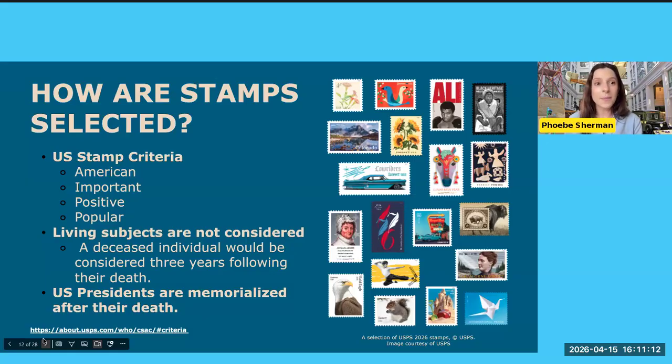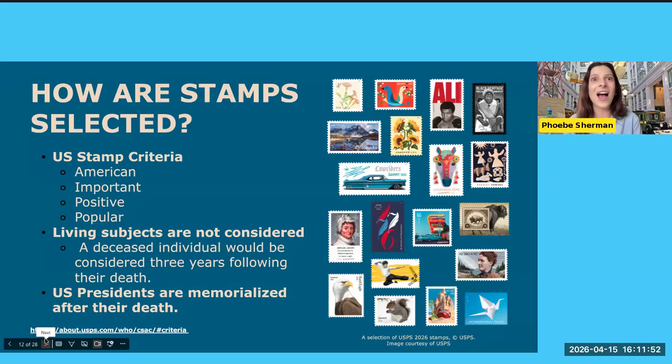So all US stamps must be American or American-related subjects. They must be important subjects, things that honor the extraordinary and enduring contributions of Americans to our society, our history, culture, the environment. They have to be positive subjects. The US Postal Service makes it very clear that negative occurrences and disasters would not be commemorated on a US postage stamp. And they also have to be popular subjects. The Postal Service aims to have a balance of topics that would be appealing to a diverse American audience.